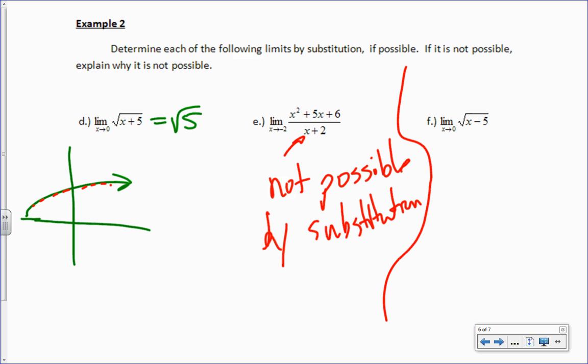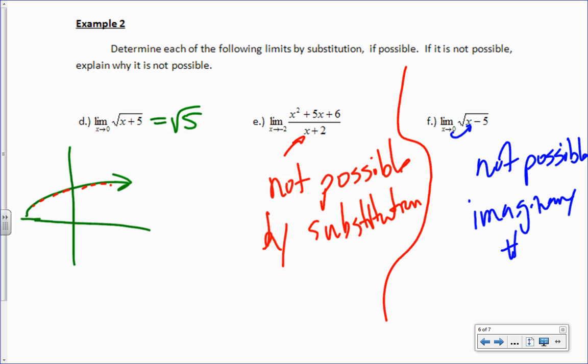Now it appears as though I copied D and made F. Slight difference. I moved it to the right this time, so if you put 0 into substitution, does it work? No, because we're talking about, what's the problem? Again, not possible, at least not possible by substitution, because of imaginary numbers. And again, if you look at the graph, this one's been moved right 5, and as x approaches 0, is 0 even in the domain of that function? No, so that one's not fixable. Okay, you can't fix F.